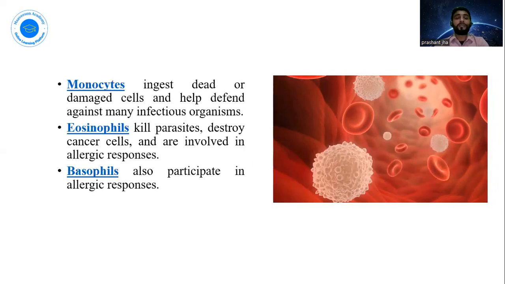Next components of the WBC are monocytes, eosinophils, and basophils. Monocytes ingest dead or damaged cells and help defend against many infectious organisms. Eosinophils kill parasites, destroy cancer cells, and are involved in allergic responses. And the last component is basophils. It also participates in allergic responses.